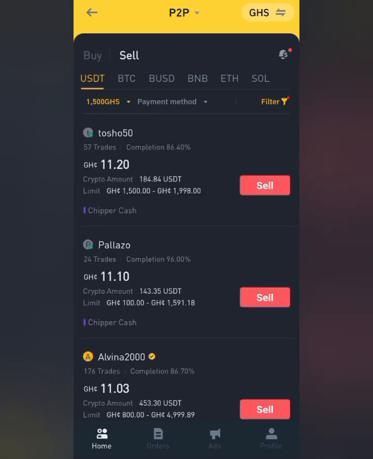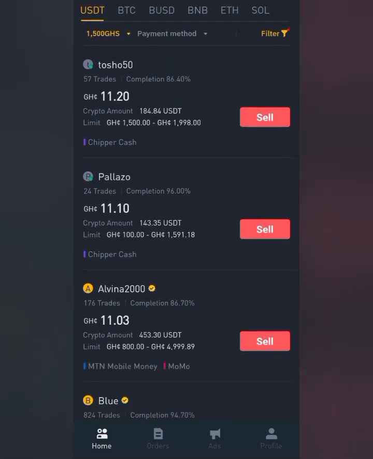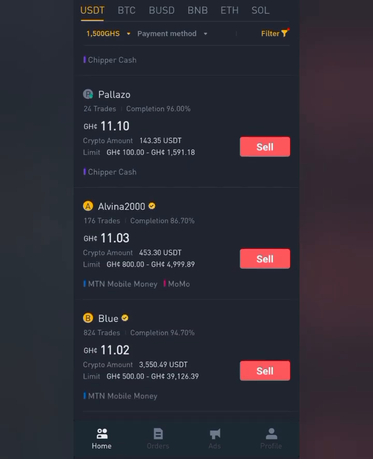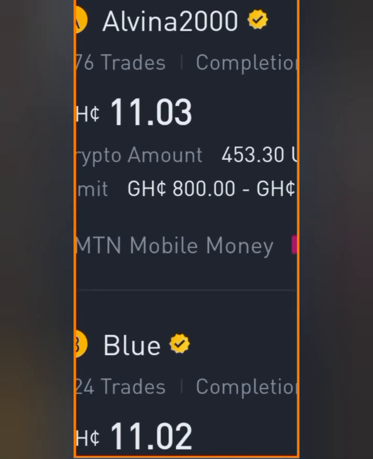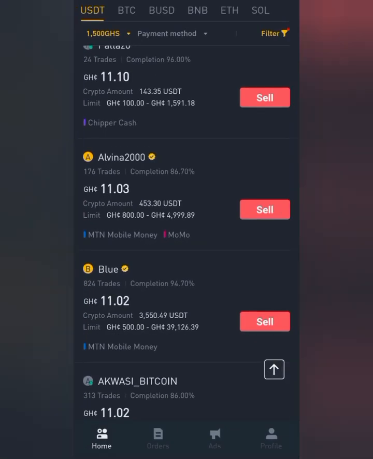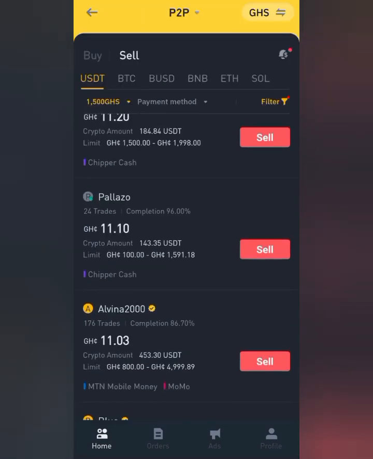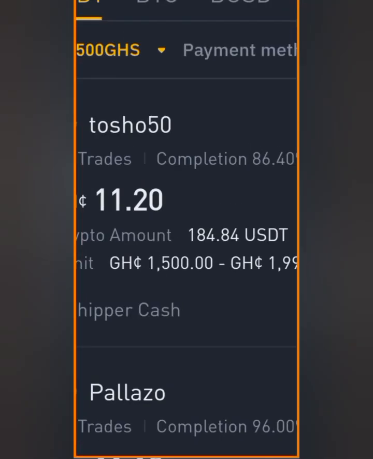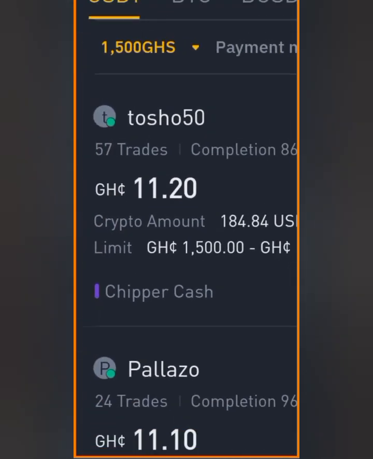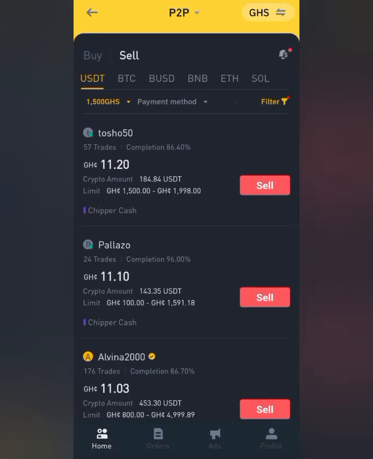Okay, so can you see that what comes up is 11.20 here, all right? And then the payment method is cheaper cash. The payment method here is cheaper cash, right? The payment method here is MTN mobile money. And as you're going down, the price is reducing, of course. So if we take this one here, which is the higher one, 11.20, that means you can see that there is a difference.